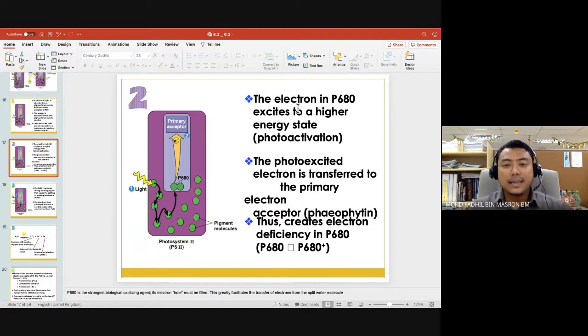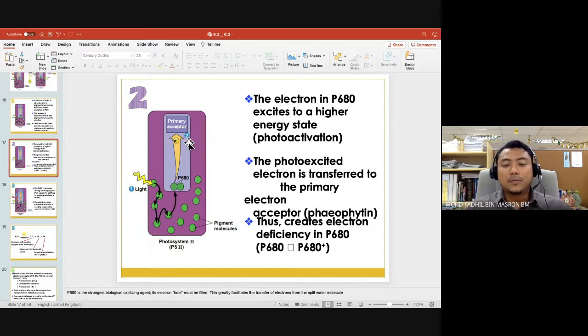Tiba-tiba cakap, the electron dalam P680 excites to a higher energy state, ataupun nama proses adalah photoactivation. Ayat saya akan gunakan: the electrons in P680 photoactivated. Past tense perbuatan dalam proses ni, photoactivated, is become a photoactivated. Okay, and being received by the primary electron acceptor.